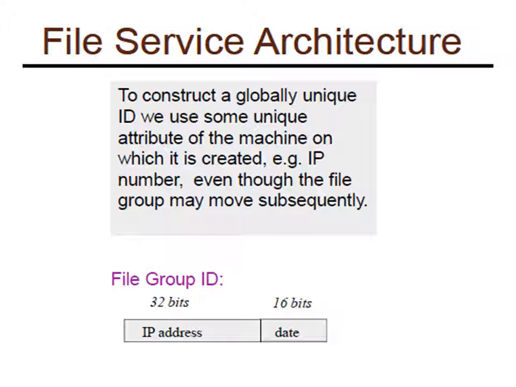So for globally unique identification, the file group ID will have 48 bits. The 32 bits are used for representing the IP address of the particular machine, and 16 bits are used to represent the date.